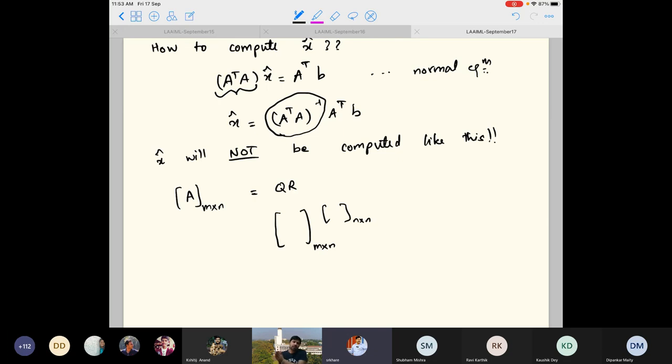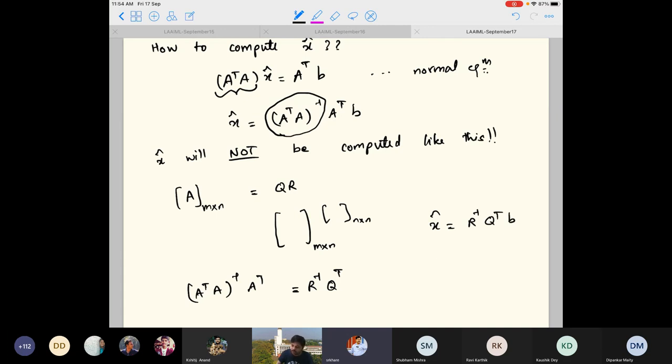I will remove the remaining m minus n columns of Q, which do not really matter in this decomposition. So I take this truncated QR decomposition, and we all know that (A transpose A) inverse A transpose is actually R inverse Q transpose. We have shown this. The pseudo inverse can be written in this format, so X hat is nothing but R inverse Q transpose B.